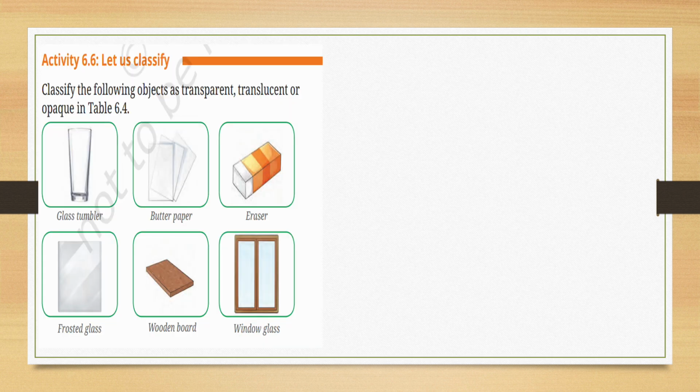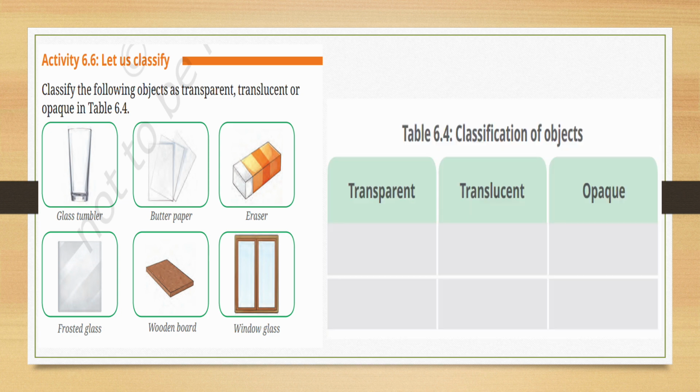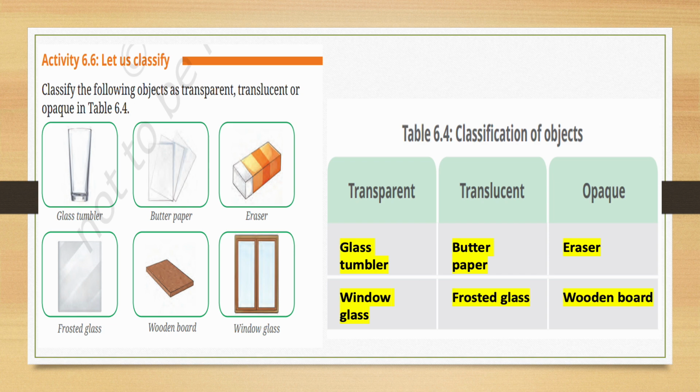Activity. Let us classify. Classify the following objects as transparent, translucent or opaque in table 6.4. Glass tumbler, it is transparent. Butter paper, translucent. Eraser is an opaque object. Window glass is transparent. Frosted glass is translucent.